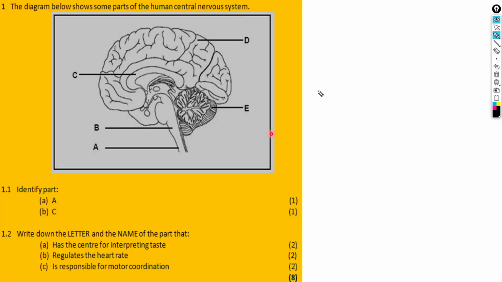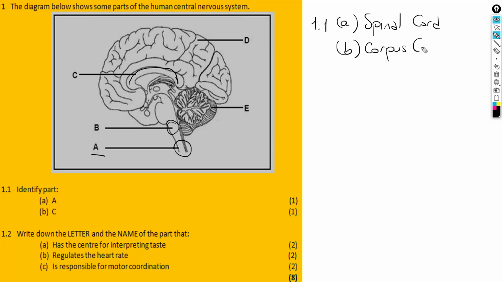Now, there are some revision questions for us. So 1.1 A is asking us to identify the part labeled A. That's going to be the spinal cord. You see these two structures here, A and B, which are very close to each other. The upper one is going to be the medulla oblongata and the lower one is going to be the spinal cord. And B says name the part labeled with C. This is the C-shaped structure of the brain, which is connecting the two hemispheres of the brain. That's going to be the corpus callosum.